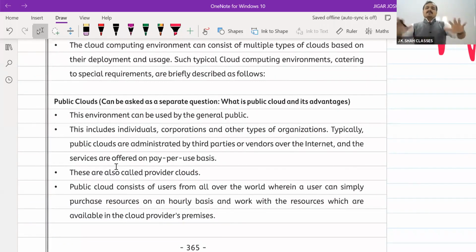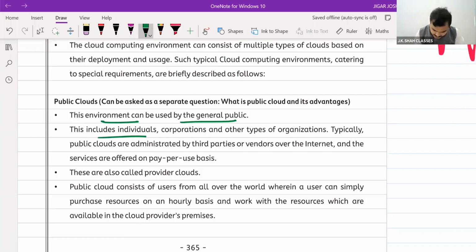Stay energetic. Stay connected to me. Come on, see this. This environment can be used by the general public because public cloud is available to all the public. Yes or no? Yes, sir. Further, this includes the corporations and other types of organizations. Typically, public clouds are administered by a third party. Amazon Web Service provider, GoDaddy, this kind of third parties manage these cloud services.